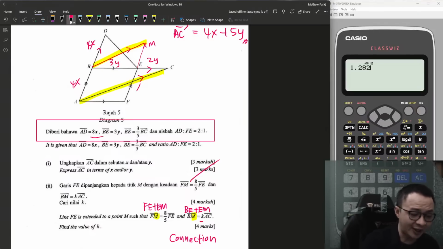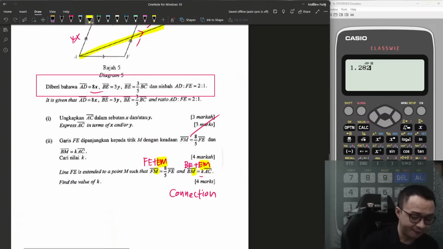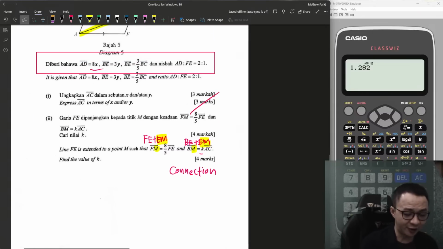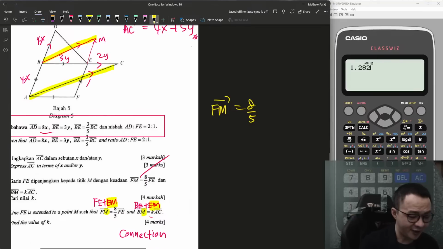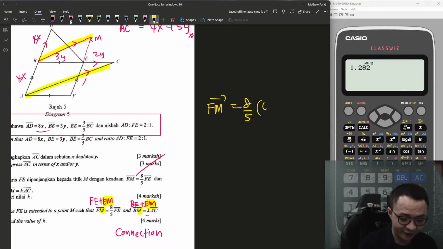Okay, why do I want to do like that? If I make Em as a subject, you can see I can sub Em into the Em. So then I can easily solve the value of k. Okay, got it? If got it, then I'm going to do here. So Fm equals to 8 over 5 Fe. Fe is 4x, right? 4x.